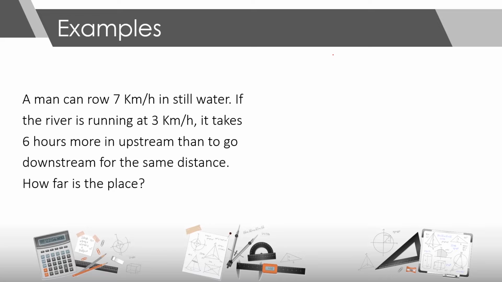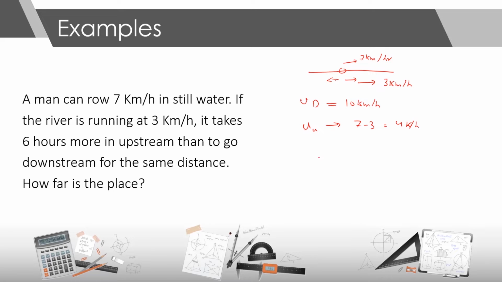Now this is another example. A person can row at 7 kilometers per hour in still water. If the river is running at 3 kilometers per hour, so we are given the speed of the stream also, it takes 6 hours more in upstream than to go downstream for the same distance. How far is the place? Downstream speed is simply 7 plus 3, it is 10 kilometers per hour. And the upstream speed is 7 minus 3, 4 kilometers per hour.